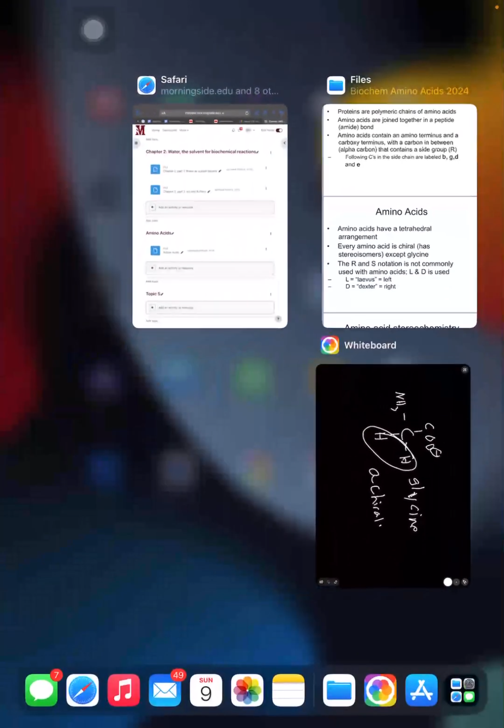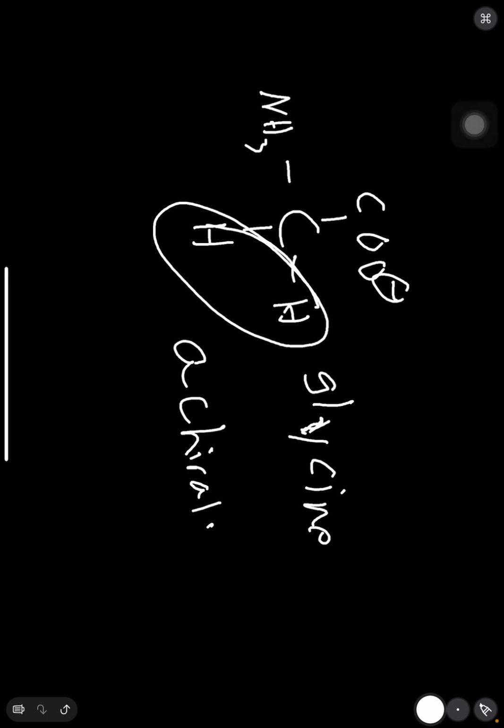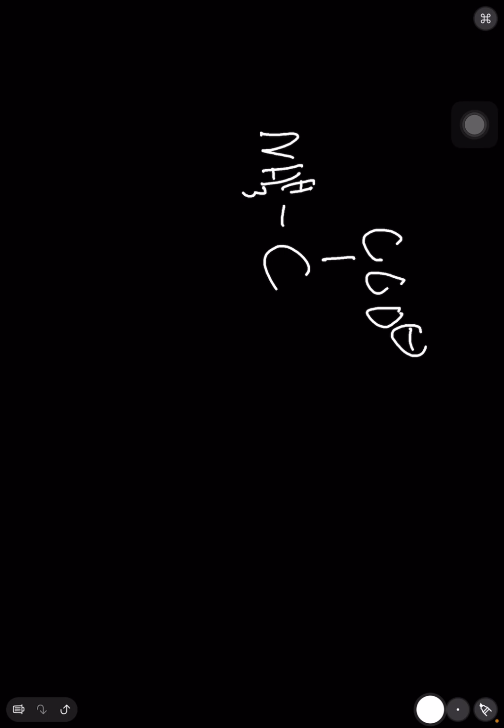So, looking at alanine, for example, we might hypothetically draw it like this. Right? That's probably what you're used to from organic. We don't really use this that often, though, in biochemistry. We use another system.